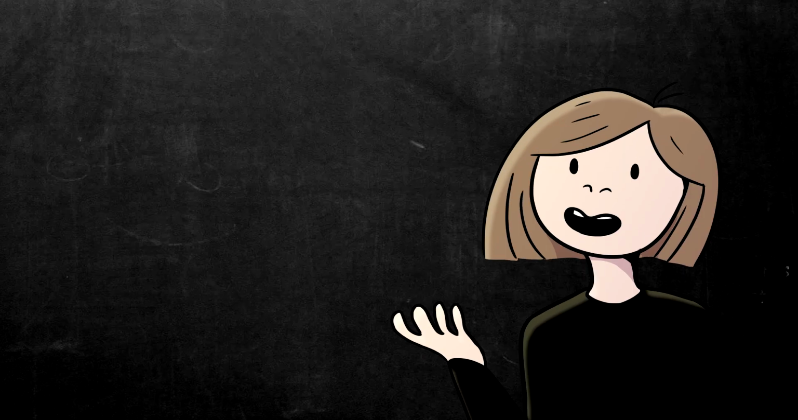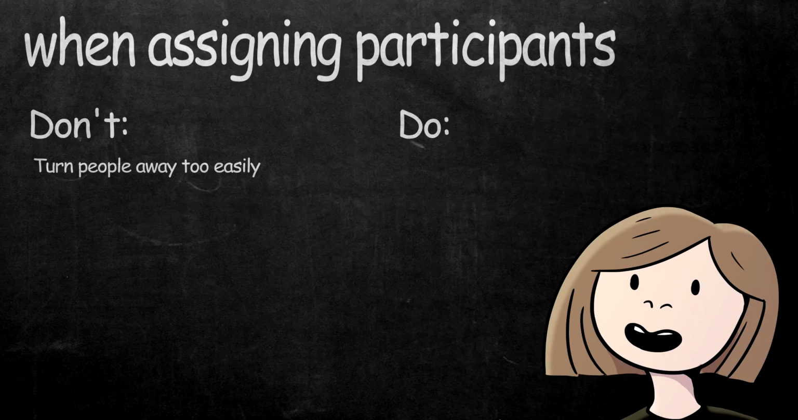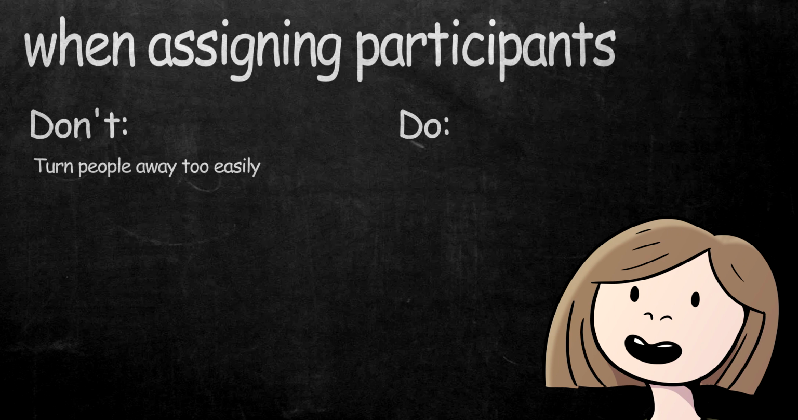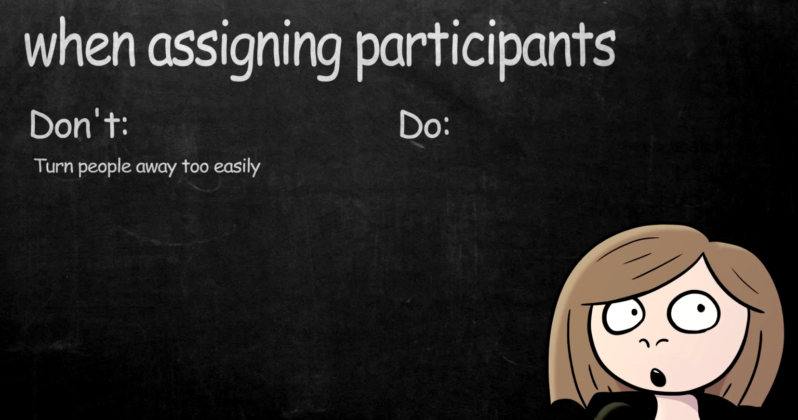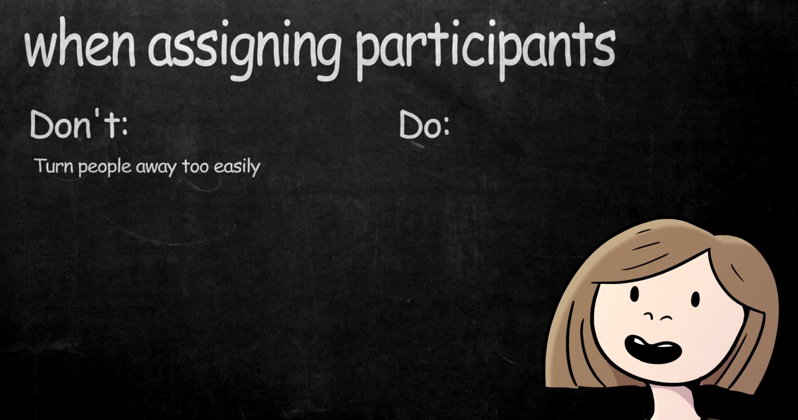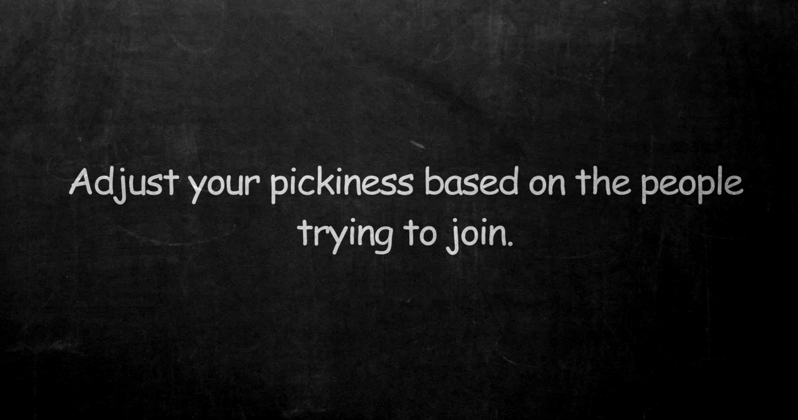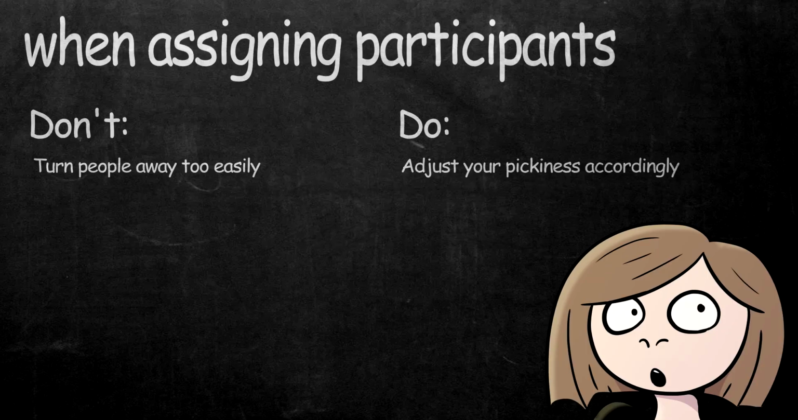Now that that's done, let's get into what you should and shouldn't do when assigning participants. Don't turn people away too easily. If you have trouble finding participants, which, as I have said before, you likely will if it's your first map, then you can't be as picky with the participants as you would possibly like to be. Instead, adjust your pickiness based on the people trying to join. If you're getting very few people asking for parts, then you might want to let in almost anybody, but if there's a lot of people, then you can probably afford being a little pickier.